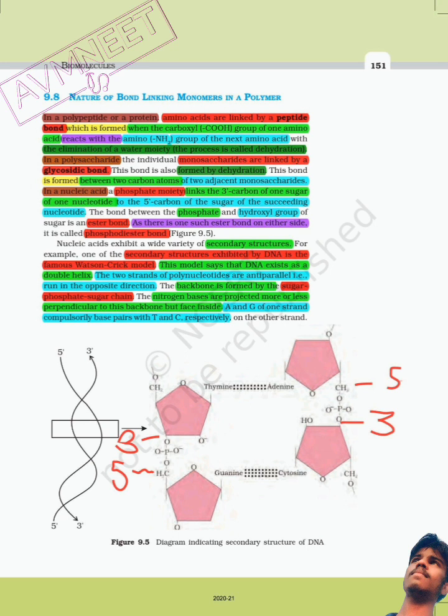In a nucleic acid, a phosphate moiety links the 3' end carbon of one sugar of one nucleotide to the 5' end carbon of the sugar of the succeeding nucleotide. The bond between the phosphate and hydroxyl group of sugar is an ester bond. As there is one such ester bond on either side, it is called phosphodiester bond.